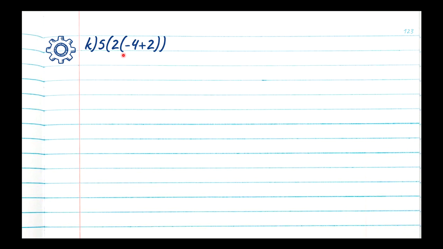So we start over again. Are there any child brackets? Minus 4 plus 2. There's no further brackets, so we can go ahead and solve the innermost bracket first. So we're going to solve minus 4 plus 2 and then drop the rest of the equation.